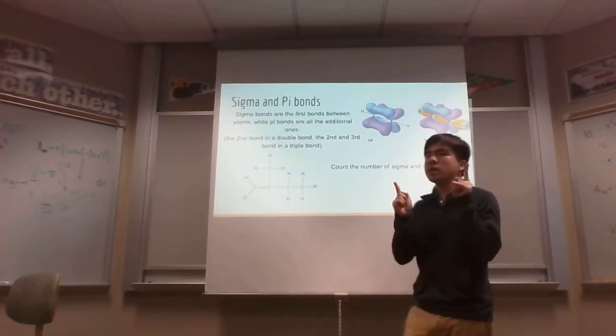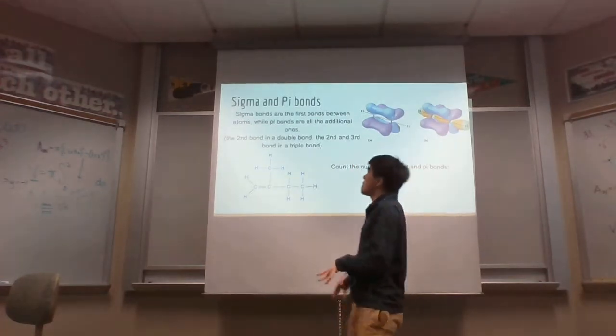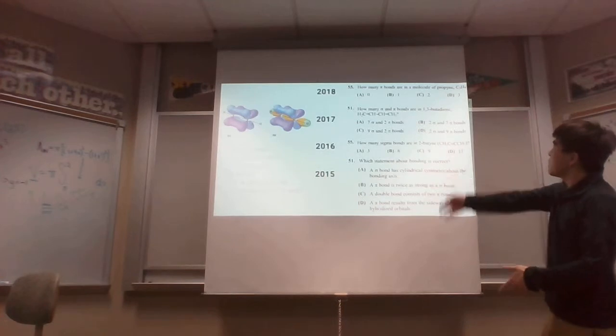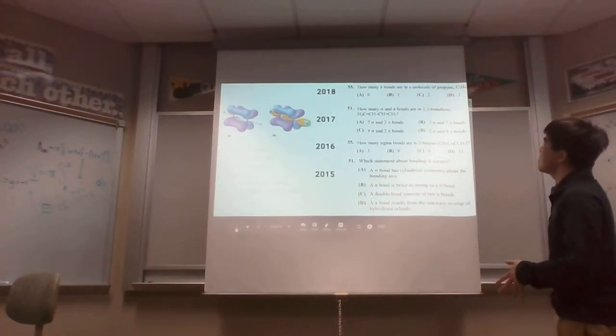All right, so now to the actual thing. Sigma and pi bonds. Every year, there's always one question on sigma and pi bonds. Every year. So if you just quickly go to the next slide, you'll see. So here's 2018, 17, 16, 15. There's one question on each of them. All right, back. Okay, so cool.